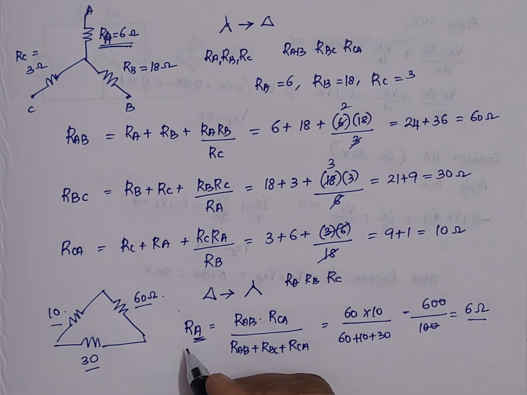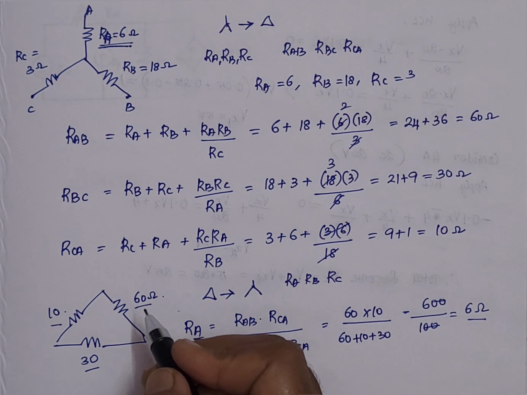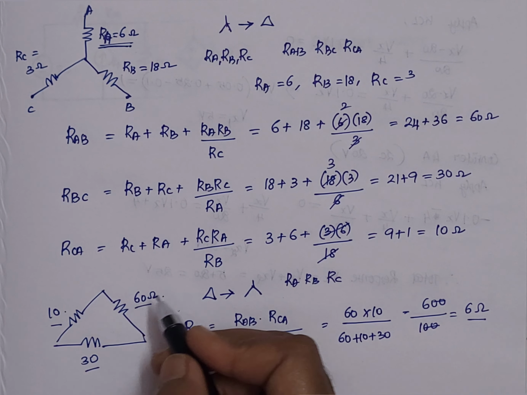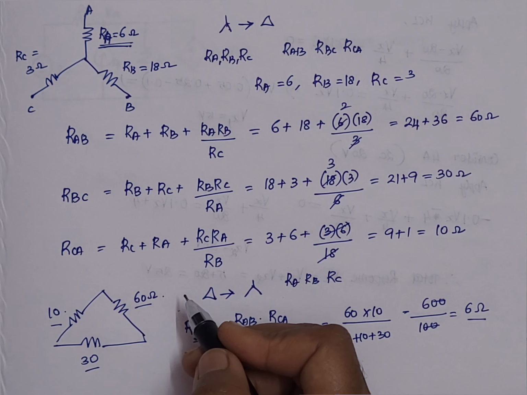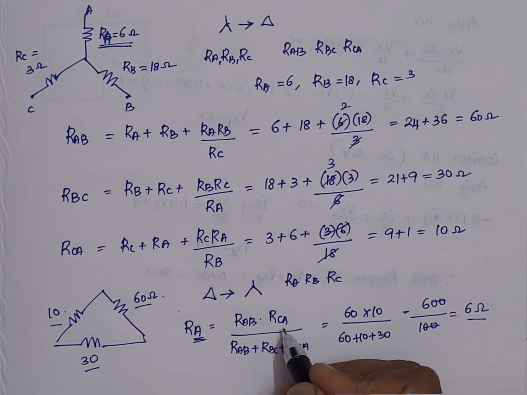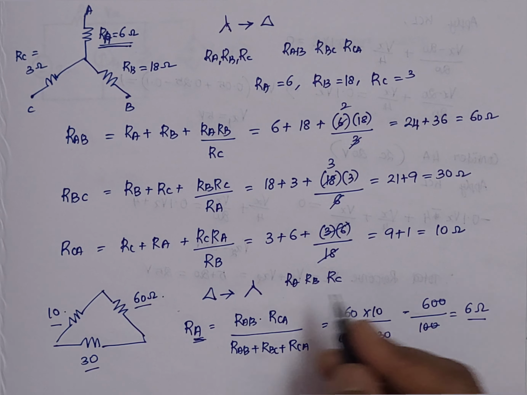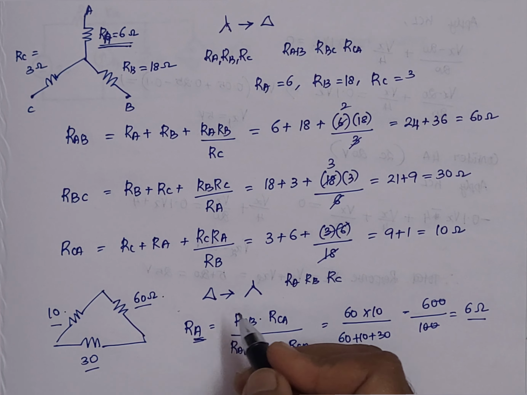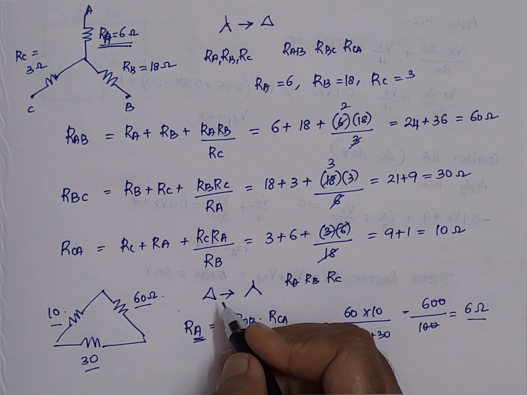So this is how we have to use the formula and convert as per the question from star to delta or from delta to star, provided we make sure that we remember the formulas correctly, because if you make a simple change, then the values will be different and this will lead to a wrong answer. So this is all about conversion of star to delta and delta to star network.